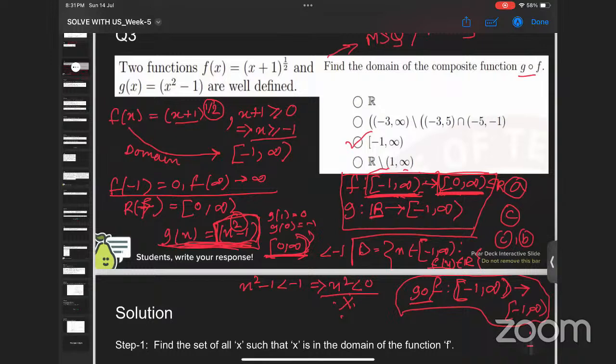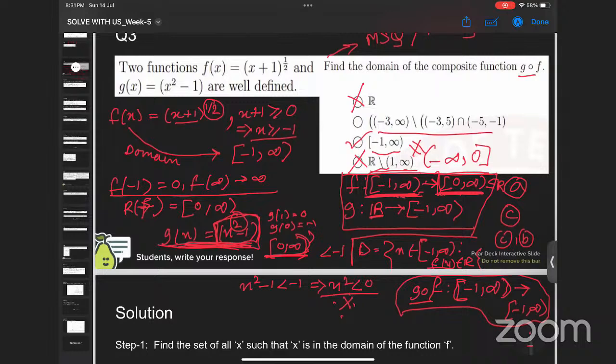So we can check the other options. R is clearly not equal to this one, so this is not correct. And what about R minus 1 to infinity? It should be minus infinity to minus 1. This is also clearly not equal to this. So this option is not correct.